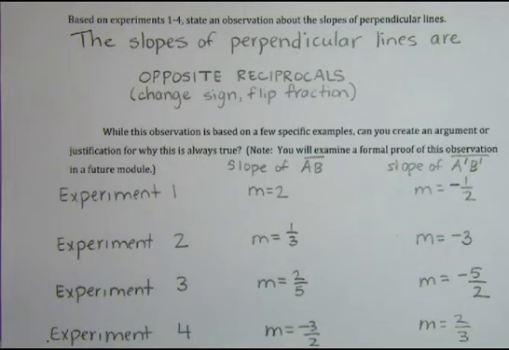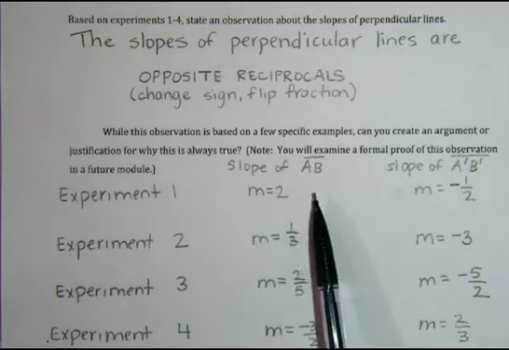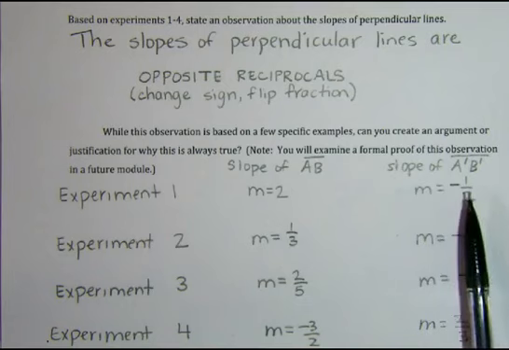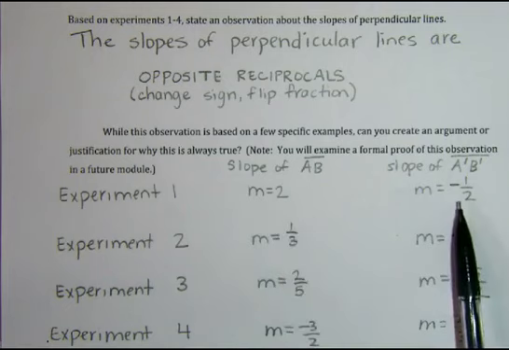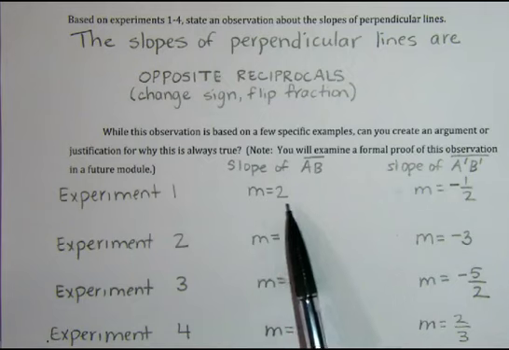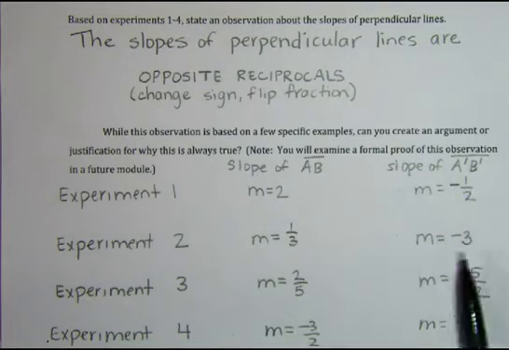In this task, we discovered that the slopes of perpendicular lines are opposite reciprocals. This was evident in each of the 4 experiments. Here we have the slope of the original line segment, and here we have the slope of the image line segment. It is evident that the slope became the opposite reciprocal. The product of the slope of segment AB and the slope of segment A' B' is -1 in each experiment.